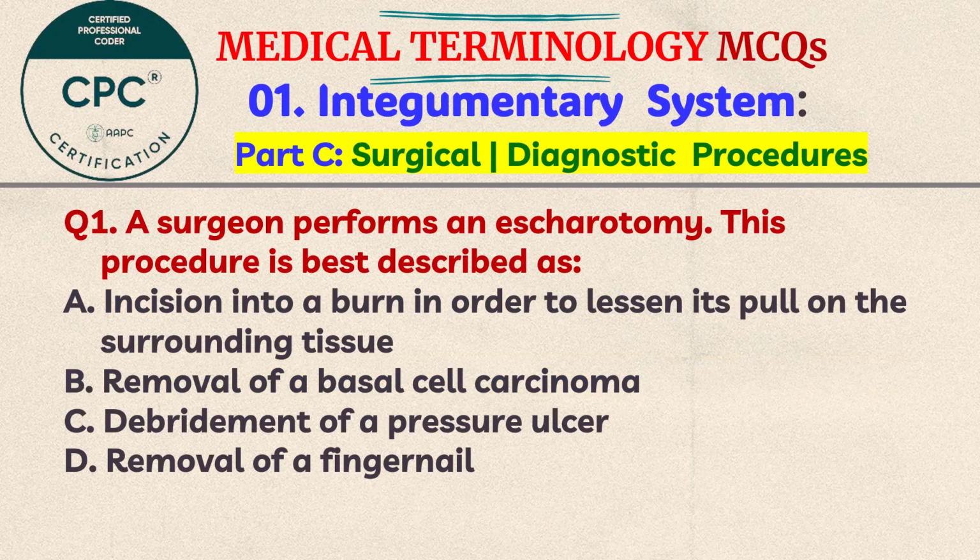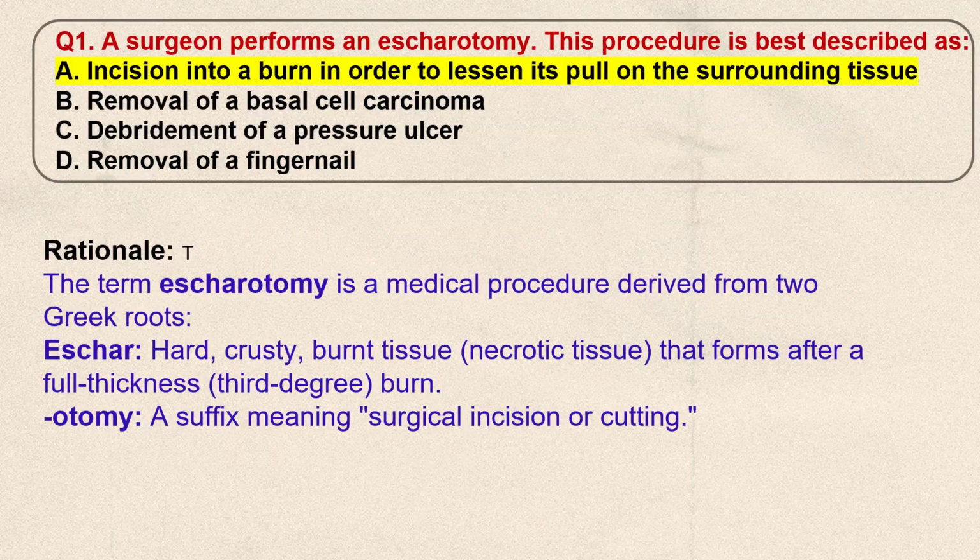Question number 1. A surgeon performs an escharotomy. This procedure is best described as A. Incision into a burn in order to lessen its pull on the surrounding tissue. B. Removal of a basal cell carcinoma. C. Debridement of a pressure ulcer. D. Removal of a fingernail. Think the answer. The correct answer is A. Incision into a burn in order to lessen its pull on the surrounding tissue.